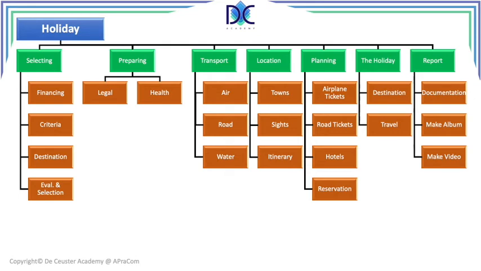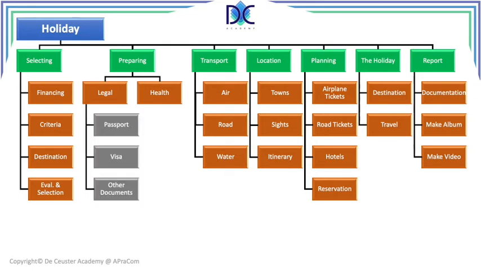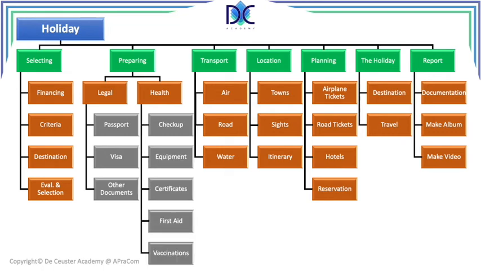When we go further, we can further decompose the legal part. We look at the passports that we may need, visa, other documents that are necessary. Look at COVID regulations. We may have to have a vaccination certificate or a QR code to travel to certain destinations. Health-wise, we may have to do a checkup, going to the doctor to see everything is okay, go to the dentist. We have to look at some equipment we can take with us, some equipment for small interventions. We may need some certificates about vaccinations, things like that, some first aid, and we may have to take some vaccinations. So this is a simple example of a holiday.